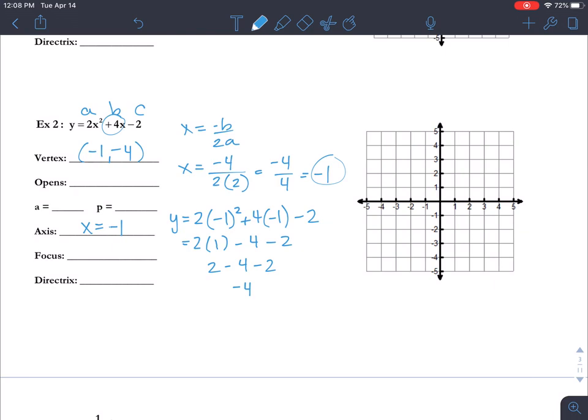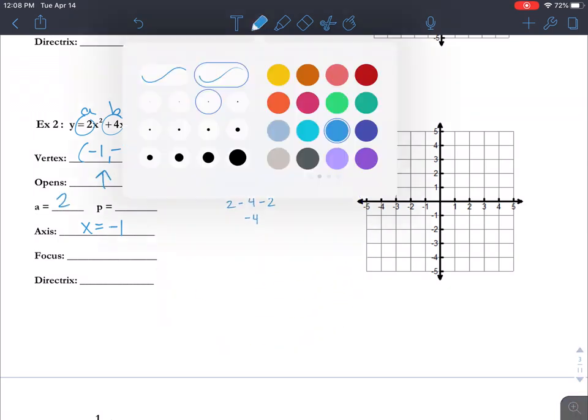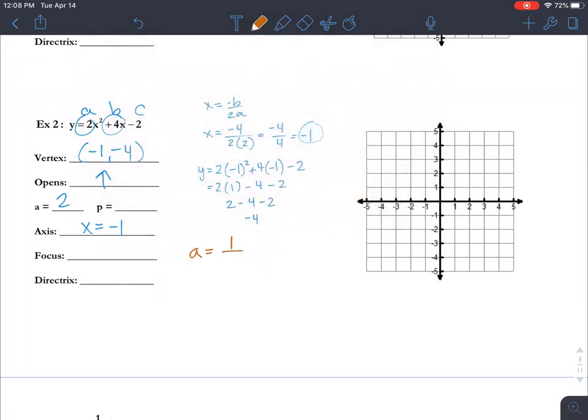So which way does it open? A is still that same thing. So A is 2, so it opens up. Okay, and then we got to make space for our little new Algebra 2 part, which is a equals 1 over 4p. 2 equals 1 over 4p. I always recommend just making it a fraction. Cross multiply. 8p equals 1. So p is 1/8. This is exactly the same process as yesterday, so I hope it's not a shock to anyone. And then we go to negative 1, negative 4, and we start our parabola.